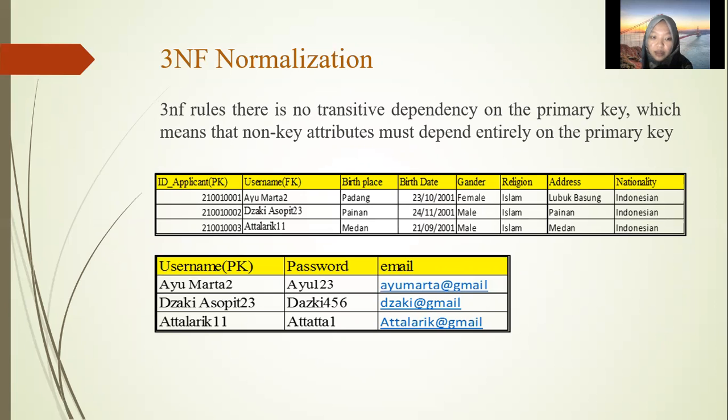Like the applicant table in 2NF, it can be seen that email and password data does not completely depend on the applicant ID, but on the username. So the applicant table in 2NF needs to be split into an applicant table and a username table to avoid dependency on the data.